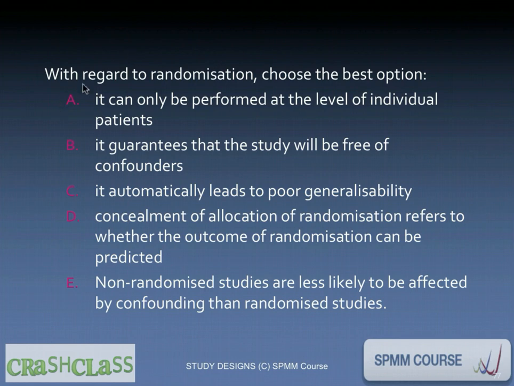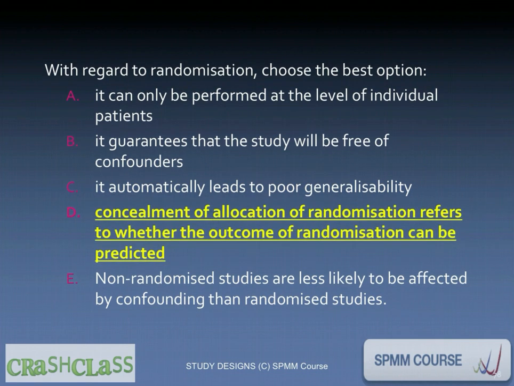So far we have removed A, B and C from the options. What about D? Concealment of allocation refers to whether outcome can be predicted. Yes, that is correct. Concealment means whether the outcome of sequence generation, the outcome of randomization, could be predicted or not. So for this one, the right answer is D.